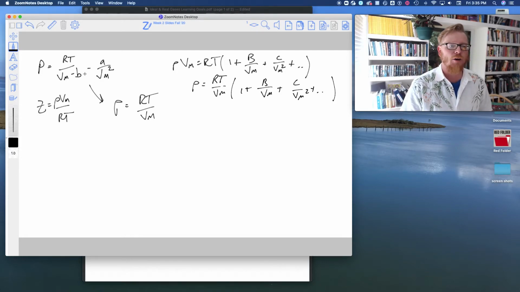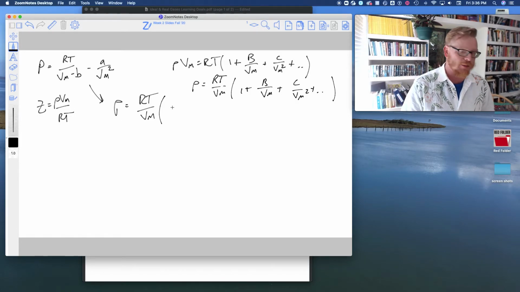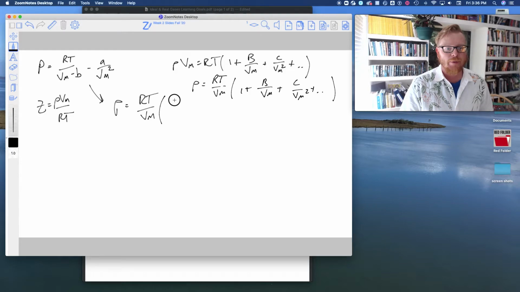But now in my van der Waals, I'm factoring out an RT over Vm out of this whole equation. And as I said in our meeting today, the algebra is the hard part, you guys. You know the calculus. You're really good at the calculus. The algebra is what's nasty. So trying to factor out an RT over Vm out of this thing becomes a bit of a pain, but it's going to go like this.